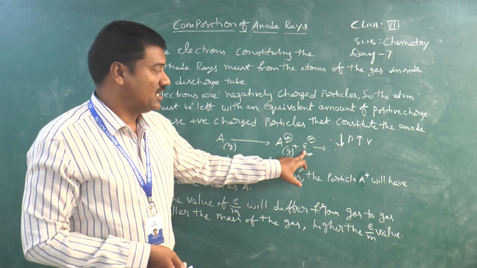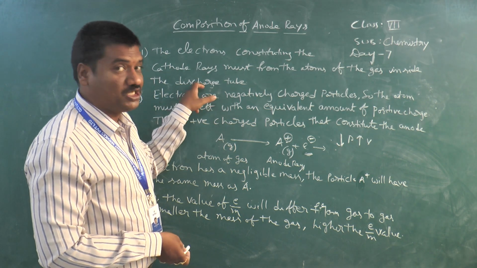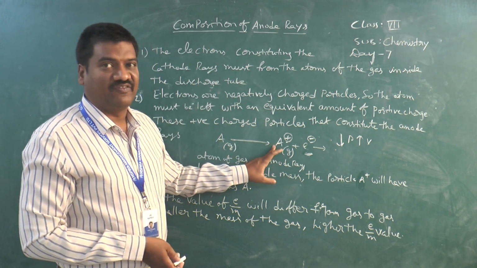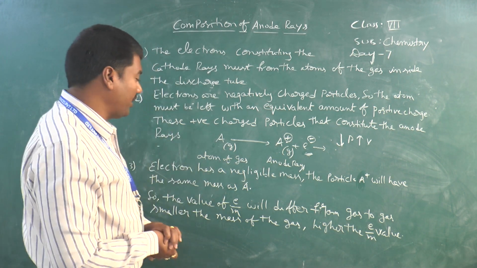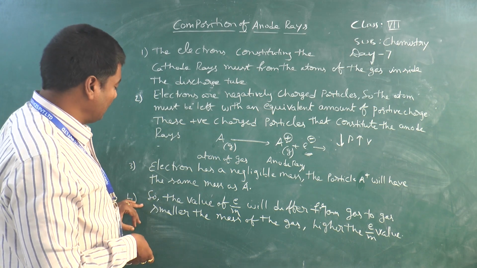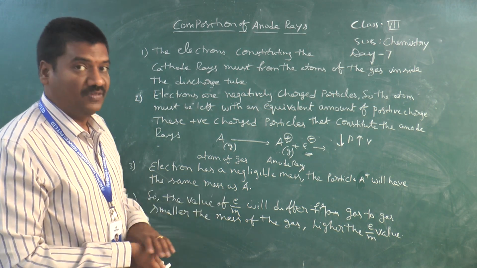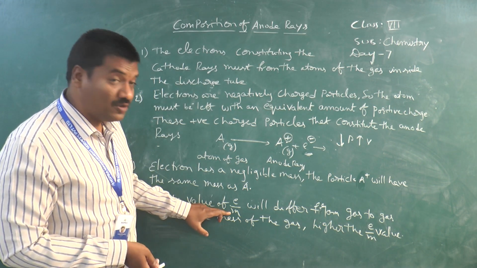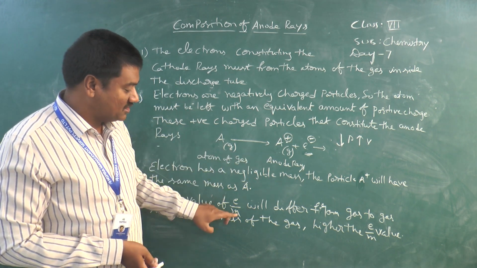Because of this, whatever mass the gas inside the discharge tube has, the same mass will be there for the anode rays also. Now the last point, the value of e by m. What is e by m? It is called charge by mass. Here we are talking about mass. Whatever mass A has, the same amount the anode rays also have.